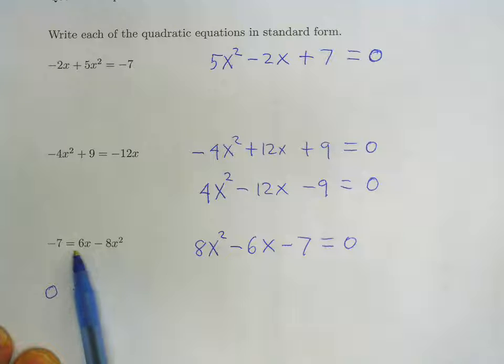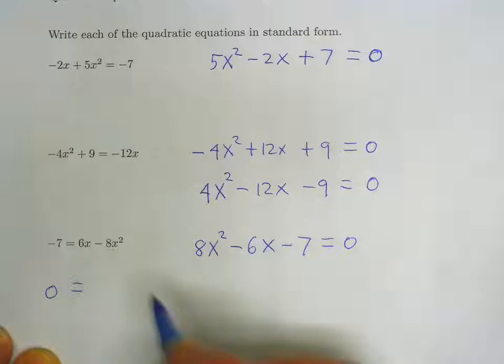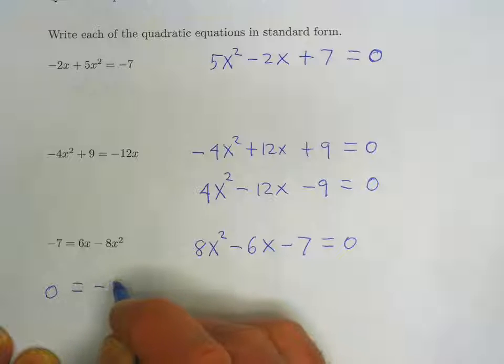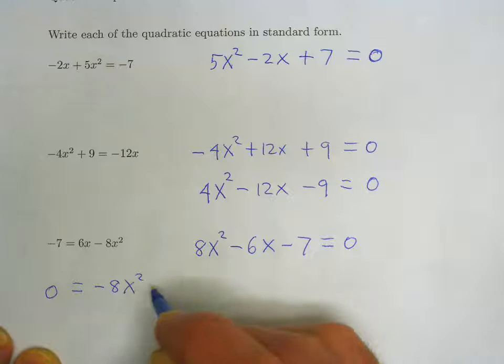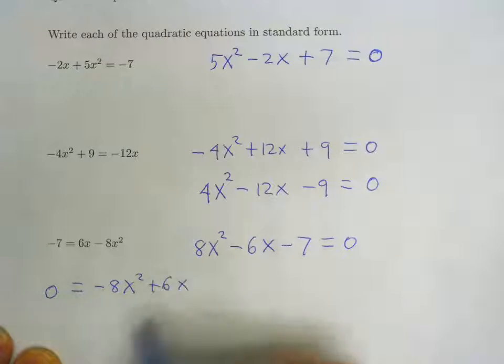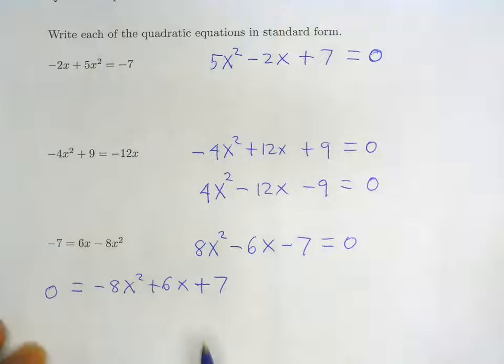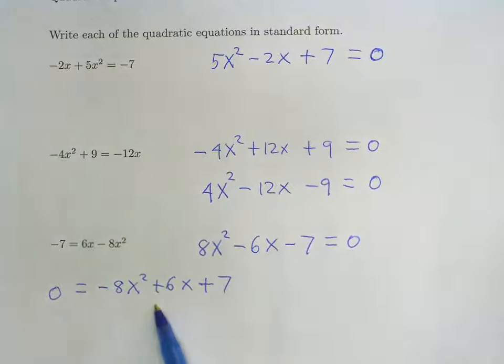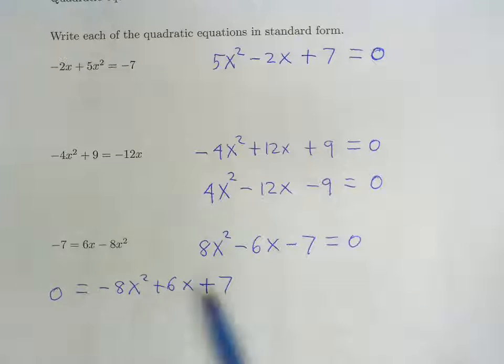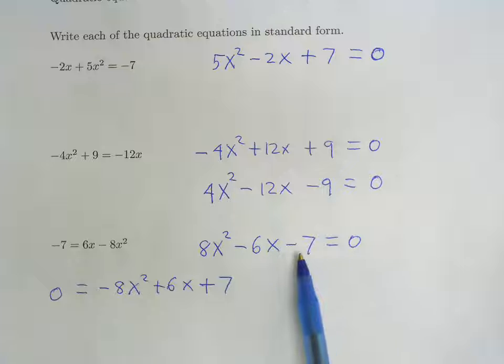So instead of 6x minus 8x squared, we'll write it as negative 8x squared plus 6x, and then we're adding 7 to both sides. So these two equations have the same solutions. And so you can write each of those in standard form. Either way is acceptable. And now we'll talk about the square root property itself.